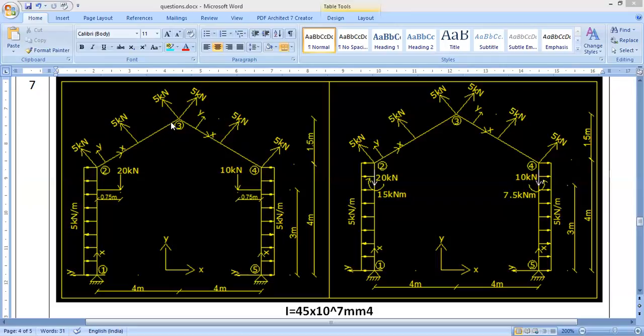Since these members are inclined, as we saw in the previous problems, for any inclined member you should consider the local coordinate system rather than the global coordinate system. The local x-axis will always be along the member axis. Therefore, the member axis for this member is the x-axis, and the perpendicular becomes the y-axis. And for this member, this is the positive x-axis, and this becomes the positive y-axis. That we should understand.